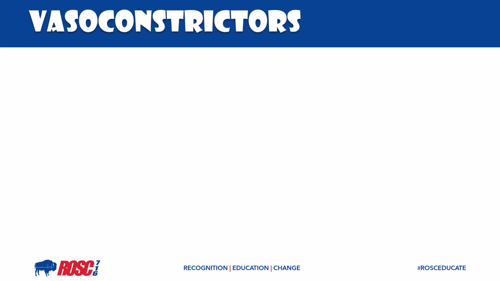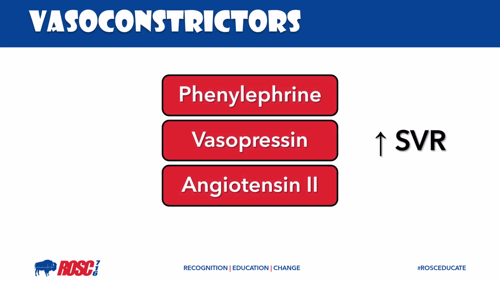In this and the subsequent 3 short lessons, we're going to get into the specific vasoactive classes. We're going to start off with the vasoconstrictors, also known as vasopressors. These include phenylephrine, vasopressin, and angiotensin II. The main hemodynamic effects that these medications exert are an increase in systemic vascular resistance, and this usually results in an increase in blood pressure.